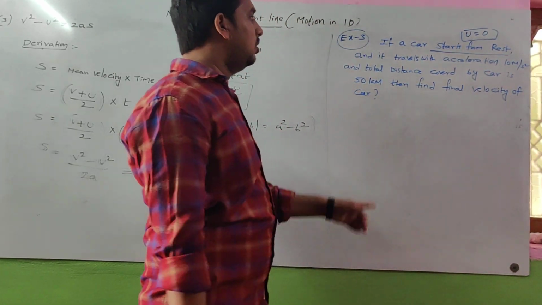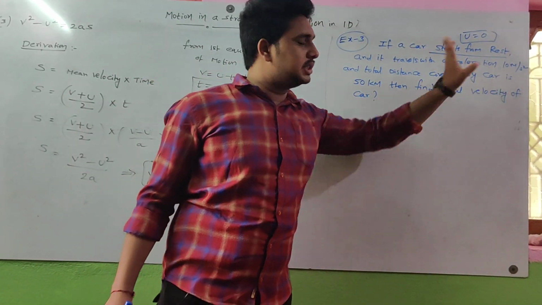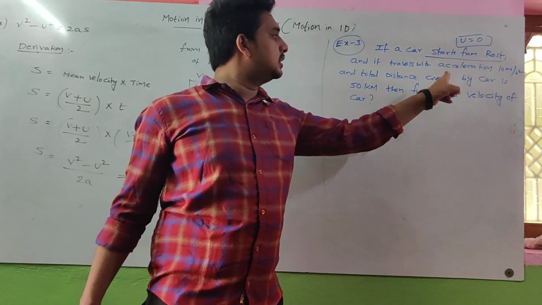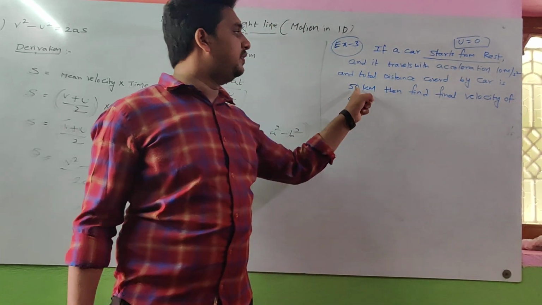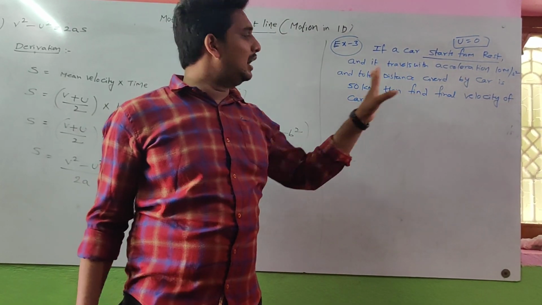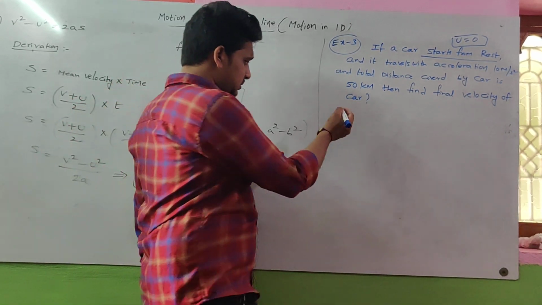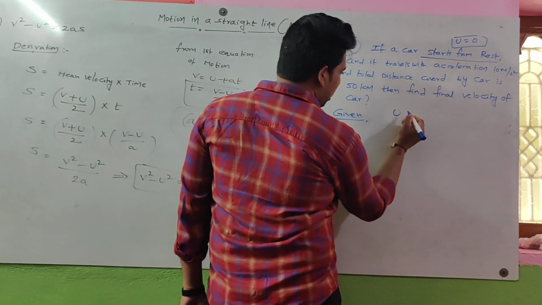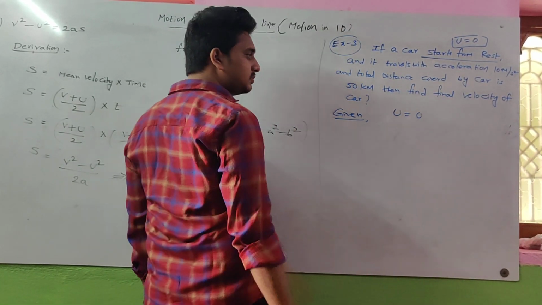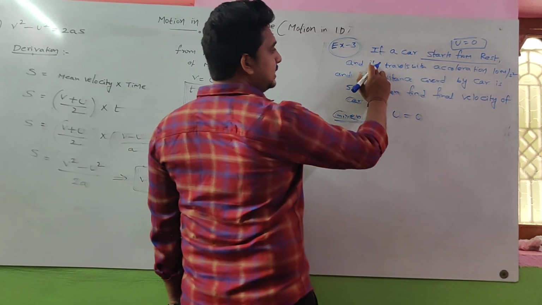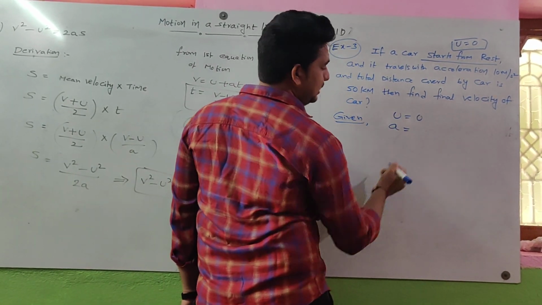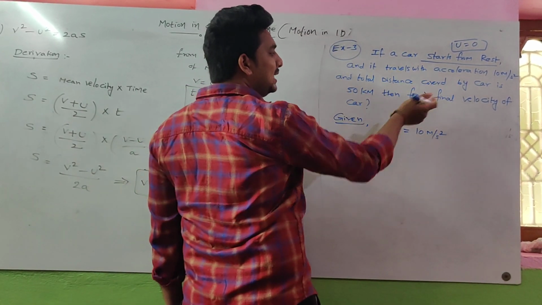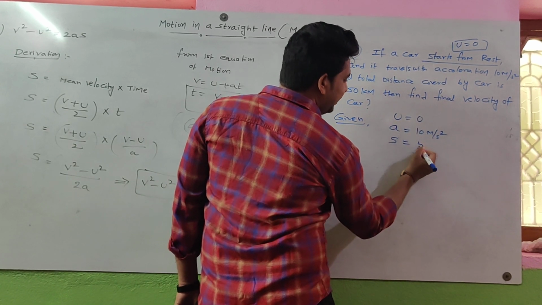So initial velocity u is 0, and it travels with acceleration 10 meter per second square. Total distance covered by the car is 50 kilometers. Then find the final velocity of the car. So given data: the car starts from rest, that means initial velocity is 0. Acceleration is 10 meter per second square. Total distance covered by the car is 50 kilometers.